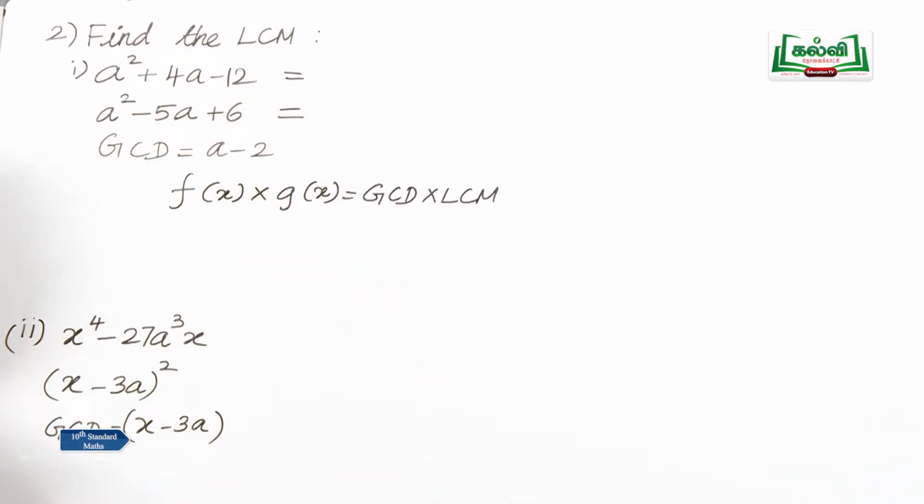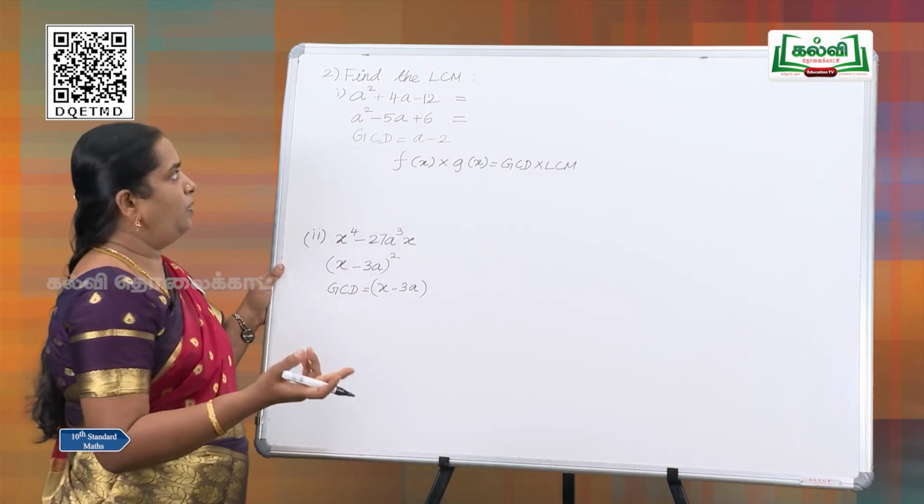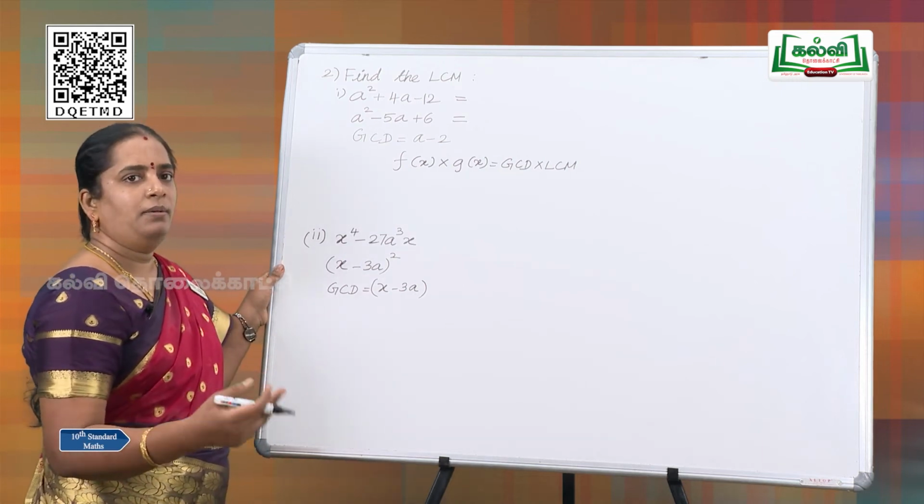The sum of the zeros is 4 and the product is 12.